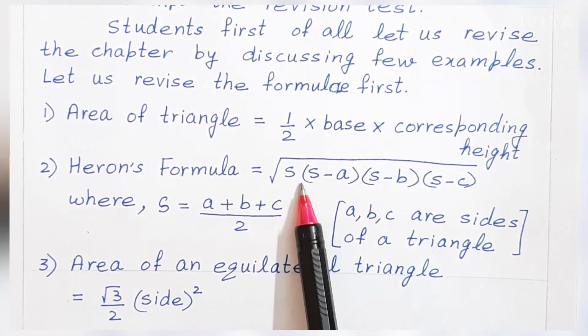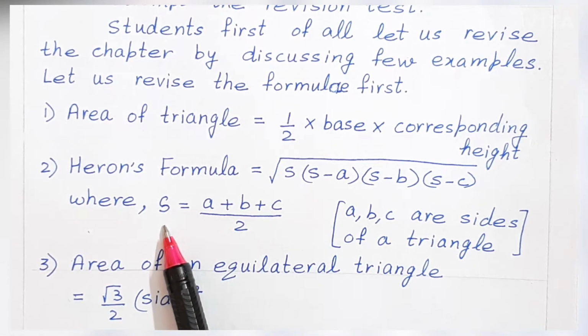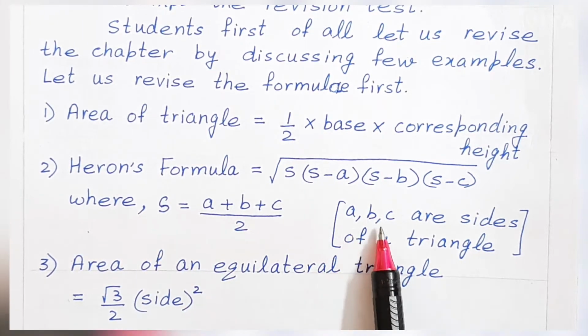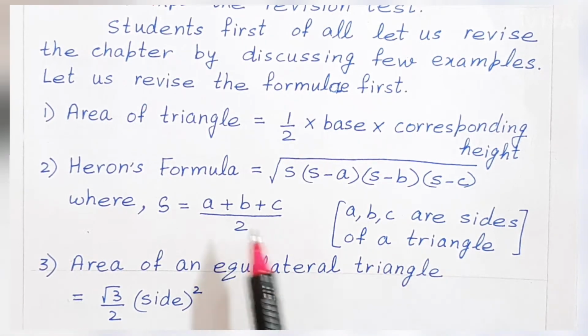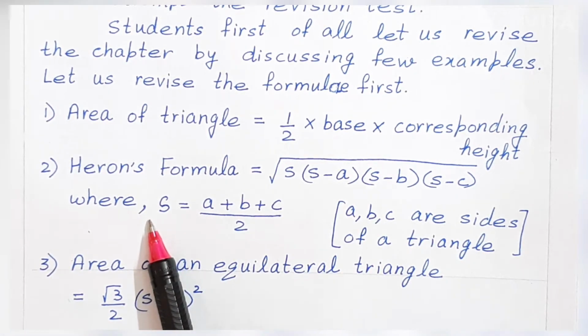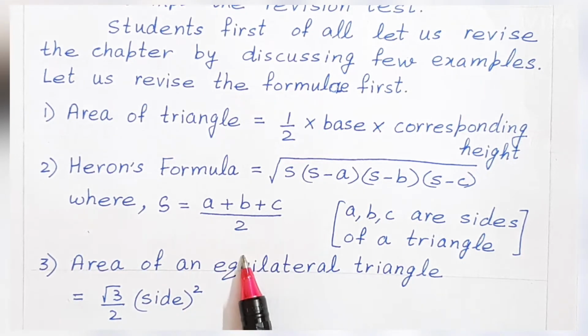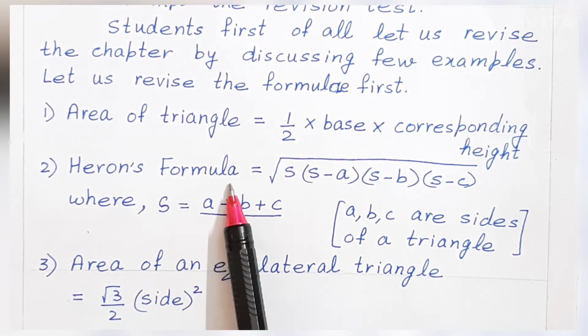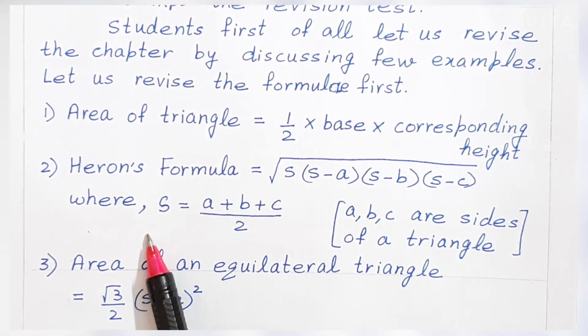Now students, what is the meaning of S here? S is a semi-perimeter. That is, if A, B, C are the sides of a triangle, then semi-perimeter is A plus B plus C divided by 2. Clear? So this means in Heron's formula, we add the three sides and divide by 2. That is the value of S.